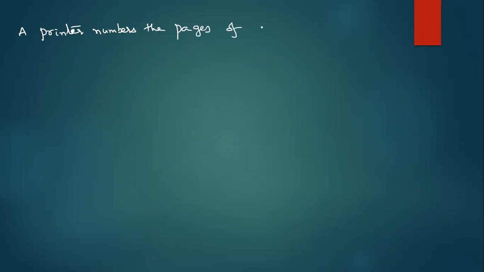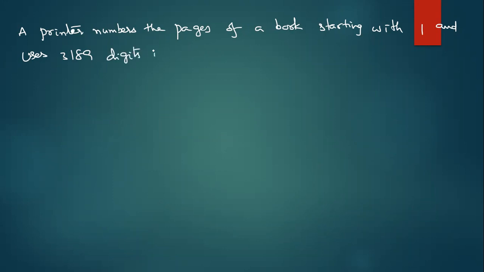Yes, sir. Now see, first see the question. The pages of a book are numbered starting with 1, and 3189 digits are used in all. How many pages does the book have?